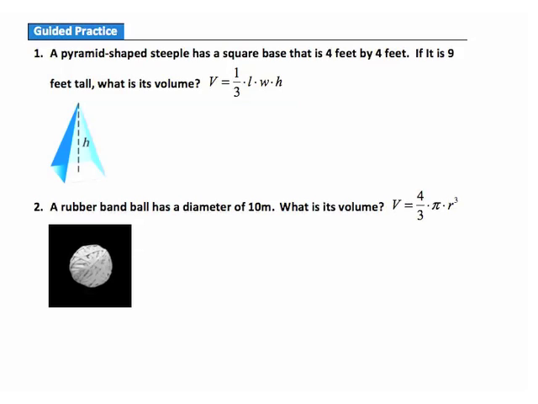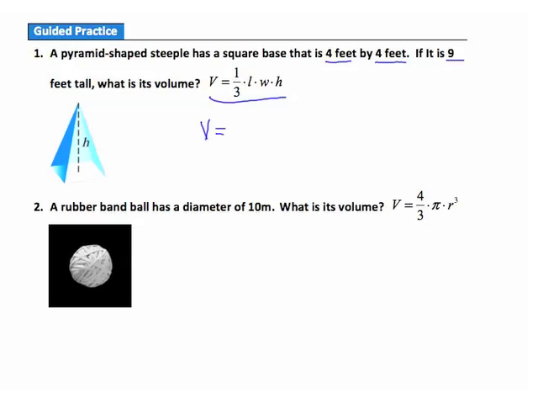Question 1. A pyramid-shaped steeple has a square base that is 4 feet by 4 feet. If it is 9 feet tall, what is its volume? Well, here's our formula for the volume of a pyramid. So we're just going to enter this information in there. It looks like we have a length of 4 feet, a width of 4 feet, and a height of 9 feet. So we're just going to put that information in here.